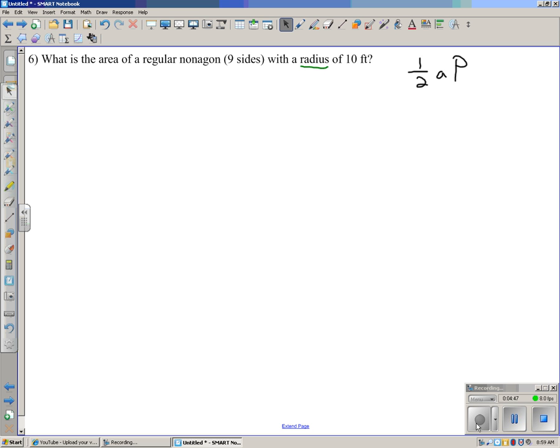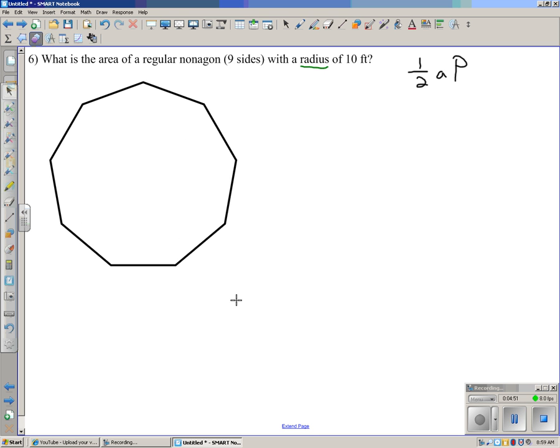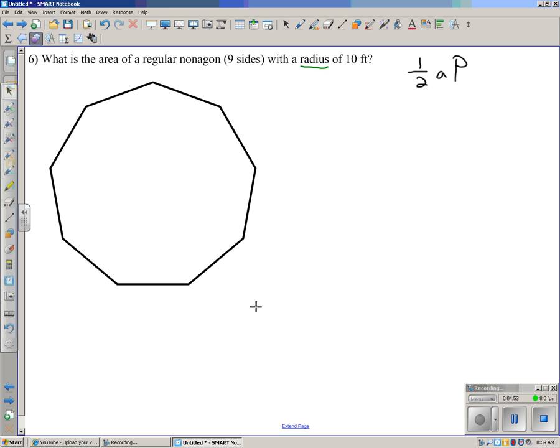Again, don't worry about drawing the entire shape. I'm just going to do it so you can get a point of reference. But there's a nonagon, 9-sided. And it gives us the radius this time. So if I draw from my center, again, this is what you would care about, from the center down to one side, that is the 10 feet. This dotted line is the apothem again.